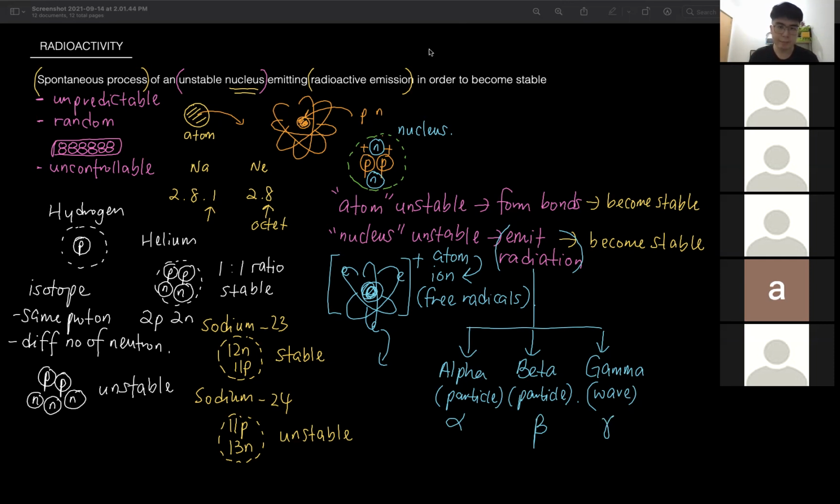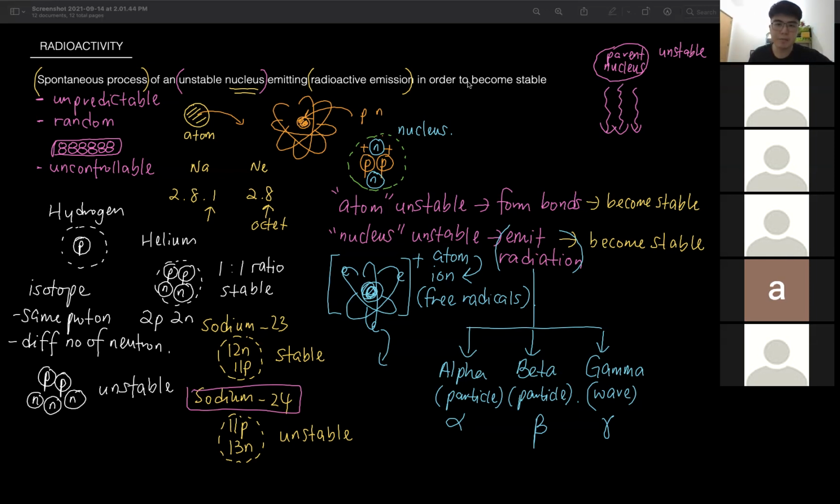Now, what happens when the nucleus emits radiation? Initially, we have what we call the parent nucleus. The parent nucleus is unstable, for example our sodium-24. Once they become unstable, they give out radiation. When will they give out radiation? You don't know, because it is a spontaneous process. It can be random. It is uncontrollable.